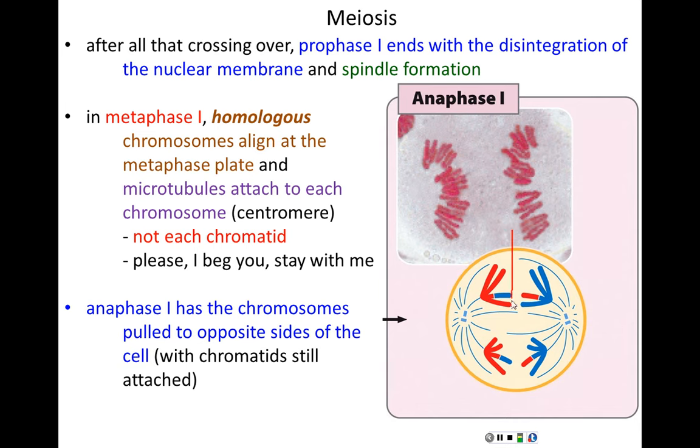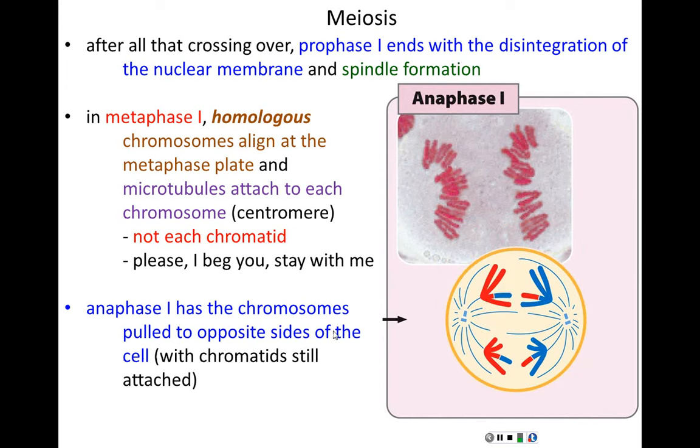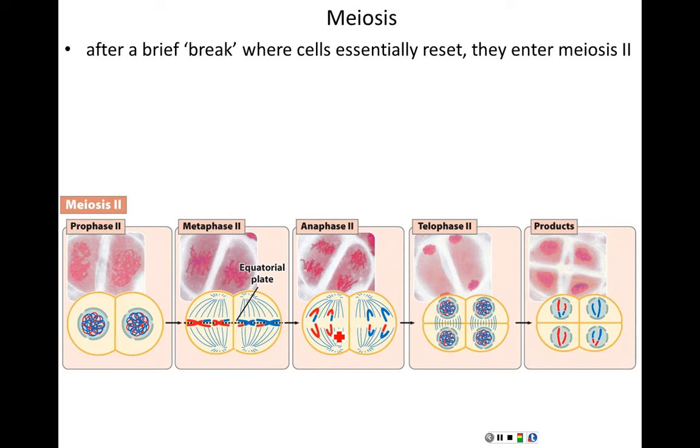Each with 2 chromosomes. This cell has 2 chromosomes, 1, 2, and the other cell after telophase I will have 2 chromosomes, 1, 2. That is your reductive division. That is changing 4 chromosomes into 2. Cells take a brief break. They essentially reset. Actually, the DNA decompacts and then begins to recompact. Cells then enter Meiosis II.